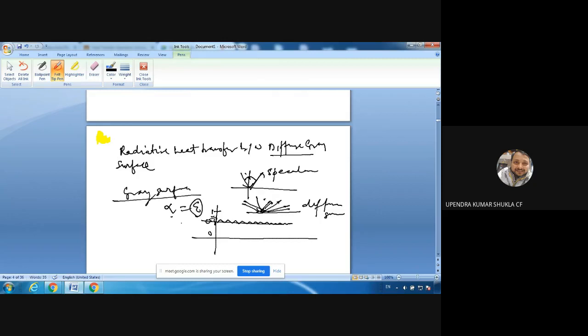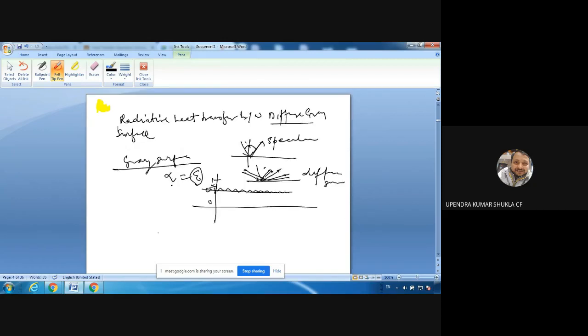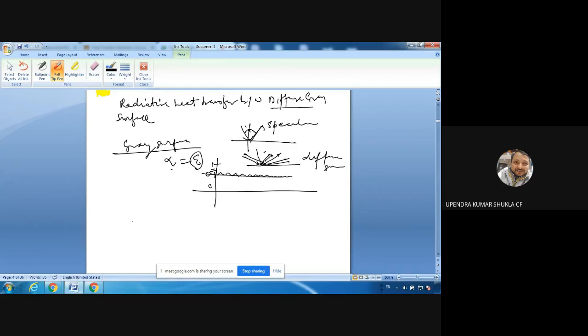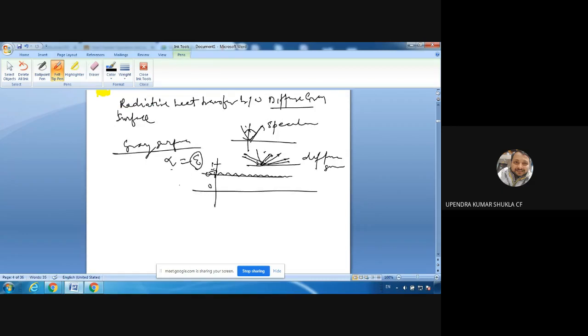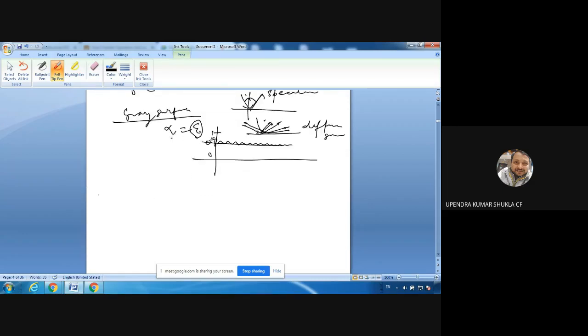So there are two conditions: the surface must be gray, meaning epsilon is independent of lambda, and the surface must be diffuse, meaning it may radiate energy in all possible directions. Now, how do we analyze this type of problem? I will take a problem first. Suppose I take a right circular cylinder. There are three surfaces: surface one, the top; surface two, the bottom; and surface three, the circumferential surface.